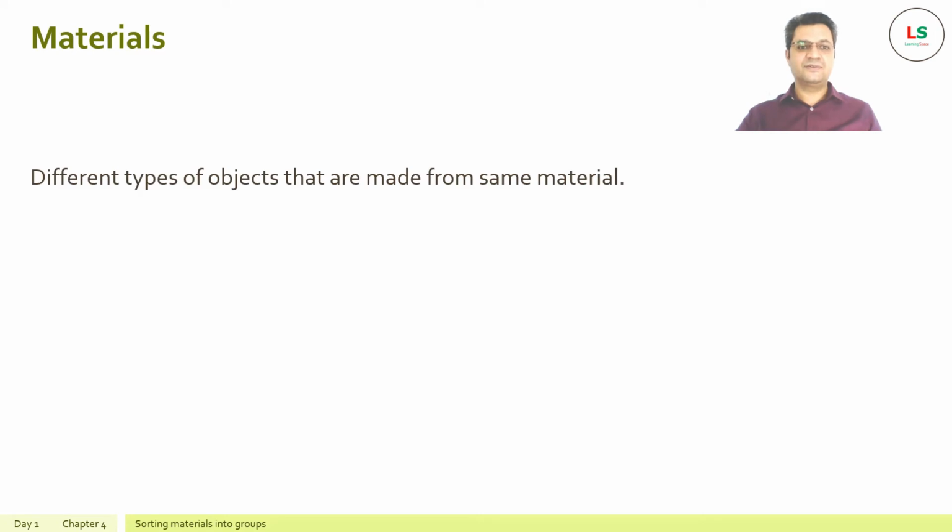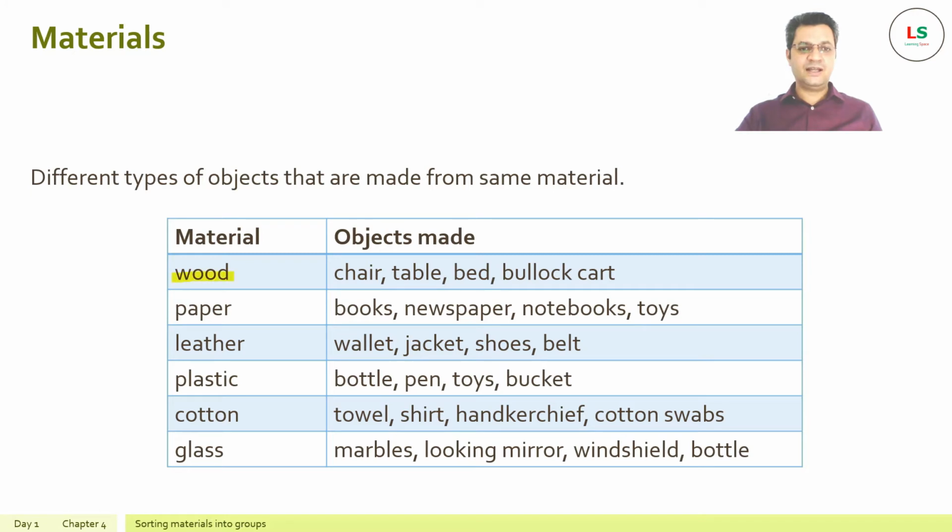Here we have a table with different types of objects that are made from the same material. So if we see wood, wood can be converted into objects like chair, table, bed or body of the bullock cart. If we see paper, paper can be converted into books, newspaper, notebooks and toys. Leather can be converted into wallet, jacket, shoes or belt. Plastic can be converted into bottle, pen, toys or bucket. Cotton can be converted into towel, shirt, handkerchief or cotton swabs. Lastly, glass can be converted into marbles, looking mirror, windshield or bottle.